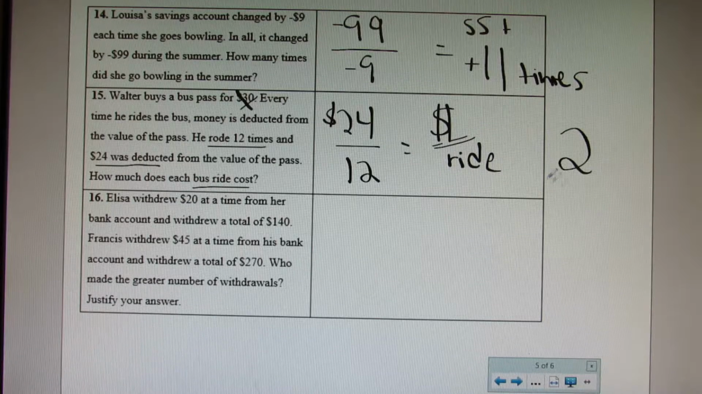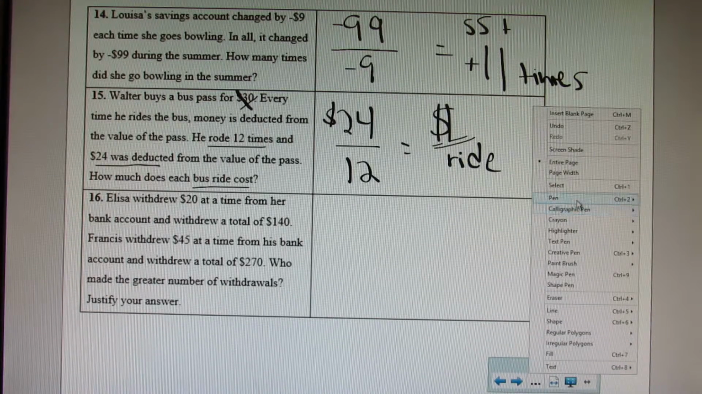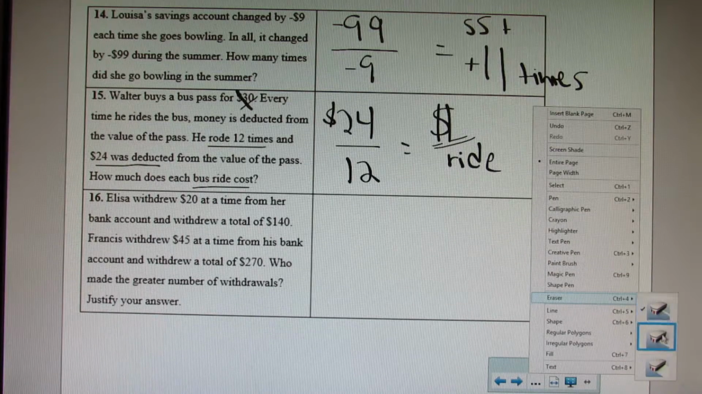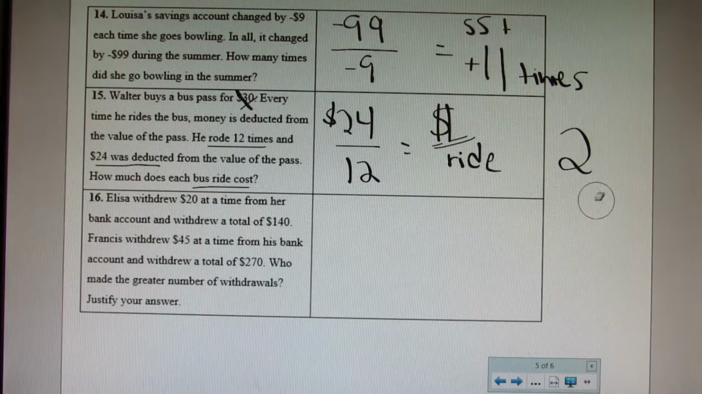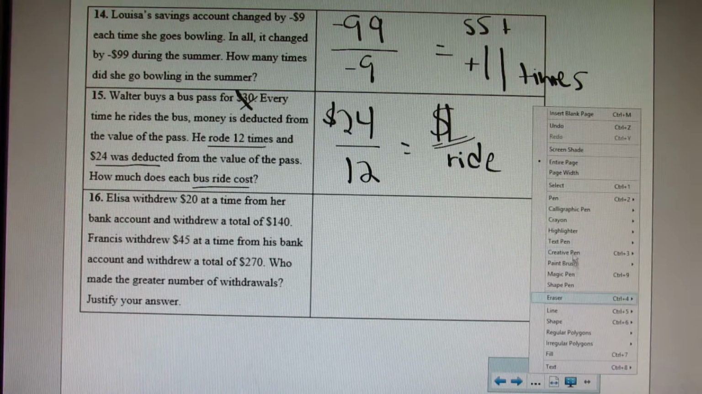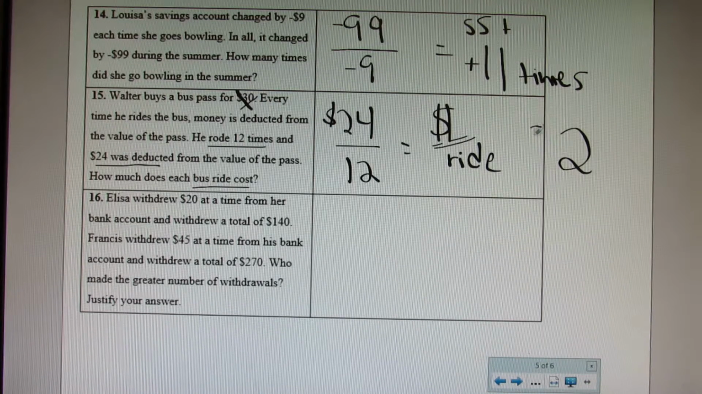So he only rode the bus. He rode the bus 12 times. I erased, that's wrong. I'm rereading the question to double check myself. And it doesn't say times, it says how much did each bus ride cost? Well, each bus ride, my answer was 2. Each bus ride was $2.